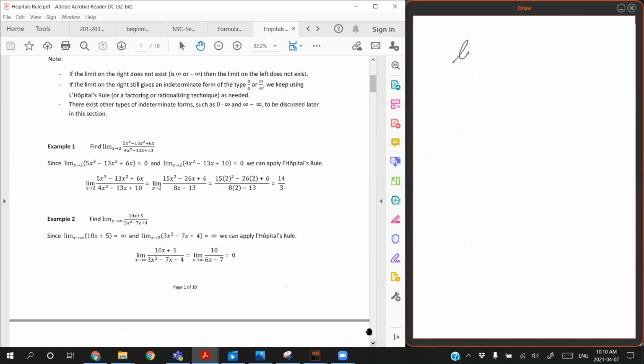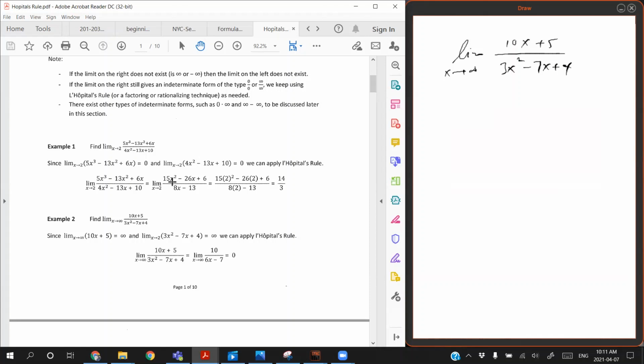Example 2, limit of 10x plus 5 over 3x squared minus 7x plus 4 as x approaches infinity. Sir, I do have a question. Yeah, go ahead. For the first one, why don't we multiply 15 by 2, with this 15 here? We have to plug in 2 into the equation here.